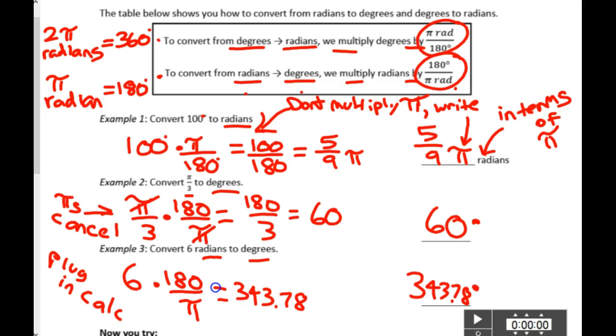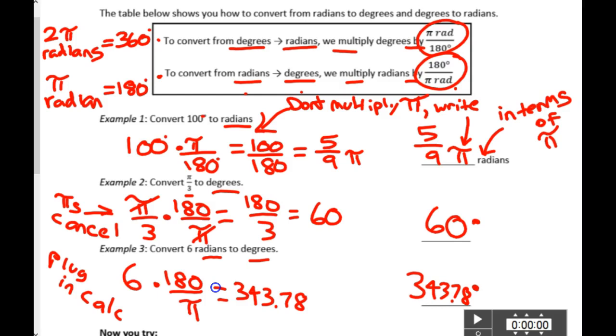Okay, so do you see the 3 different types of problems? Degrees to radians, use pi over 180. Radians to degrees, use 180 over pi. If the pi's cancel, get your answer. If there is no pi to cancel out, just type it in the calculator. Please remember though, example 1, don't multiply the pi. Write it at the end.